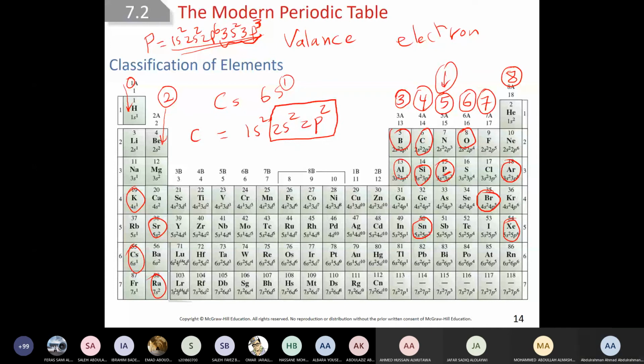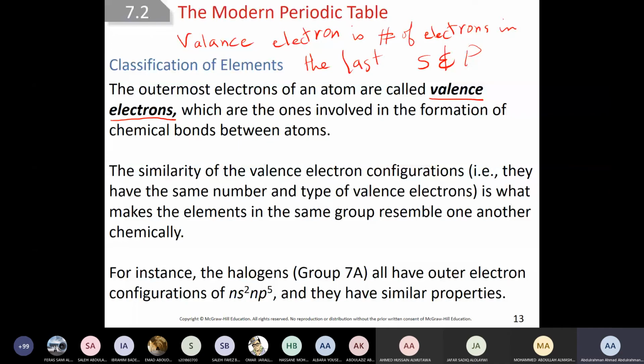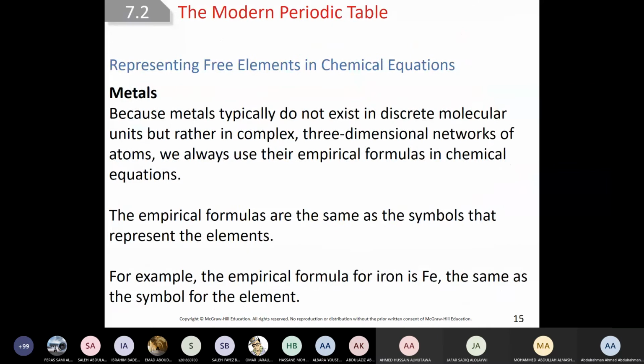So the valence is the last s and p. This you have to read at home.